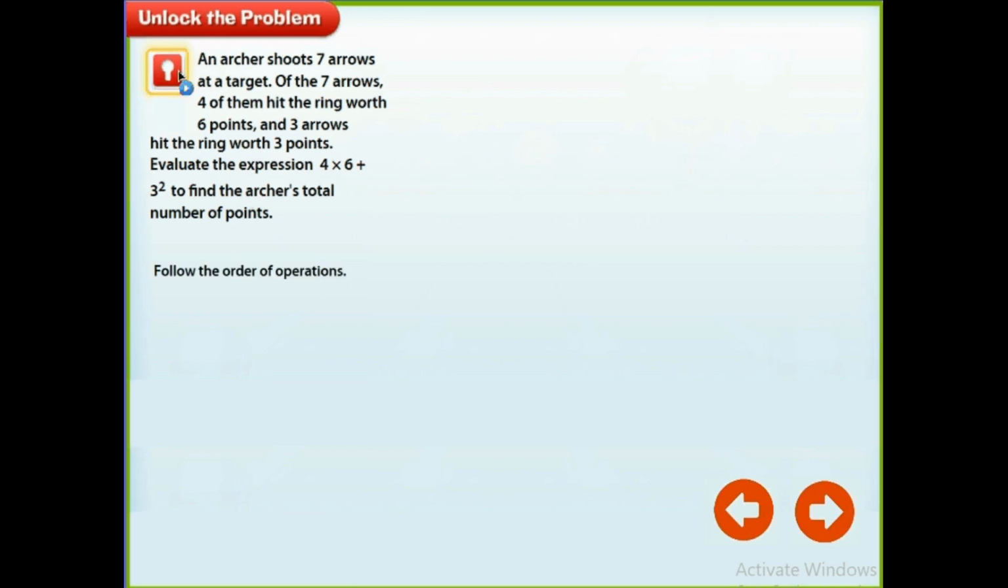To unlock the problem, follow the order of operations. The first step when performing the order of operations is to perform operations in parentheses. Since there are no parentheses in this expression, find the value of numbers with exponents. 3 squared is 9. The next step is to multiply. Let's multiply 4 and 6. 4 times 6 is 24.